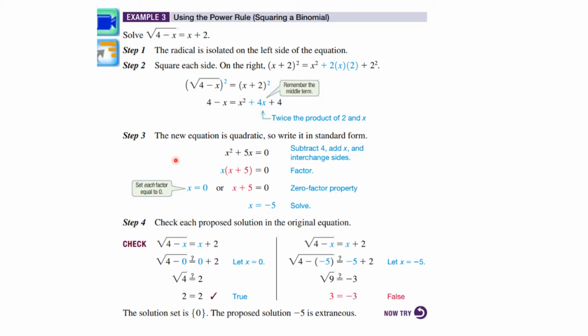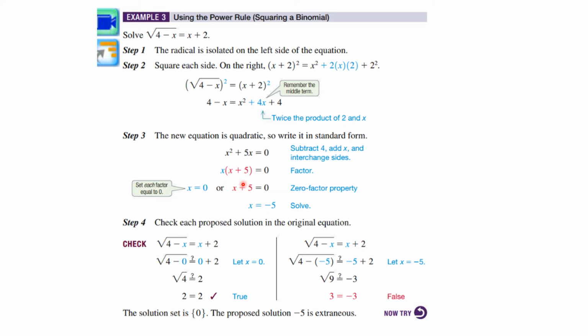Now this new equation is a quadratic, and what I'm going to do is get everything on the same side and write it in standard form, equal to 0. So when I simplify all of this stuff, I will get x squared plus 5x equal to 0. Make sure you see this. But then I can solve this by factoring. I factor out x times x plus 5 is equal to 0.